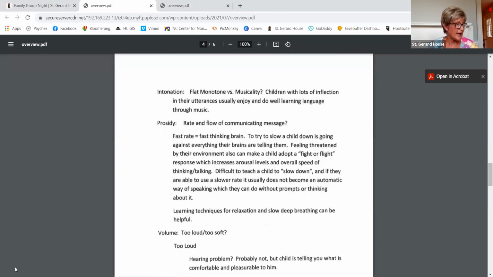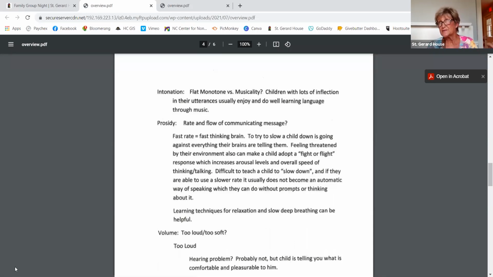We also look at intonation. Do they have a flatter or a monotone voice? Do they sound kind of like little robots? Or do they have some intonation? I have a little boy now that when he asks a question, his word order is a statement, but he has the inflection of a question.